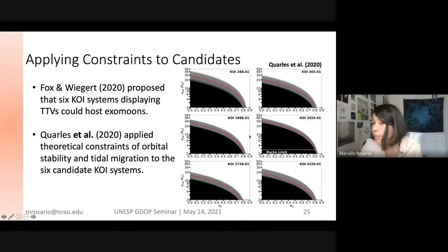But for one of the systems, the Roche limit is bigger than 2 planetary radii, and that's why we included it here. So essentially, we have the outer boundary, which is what Dr. Quarles calculated with my stability limit. And then we have an inner boundary, which is what we consider the Roche limit.